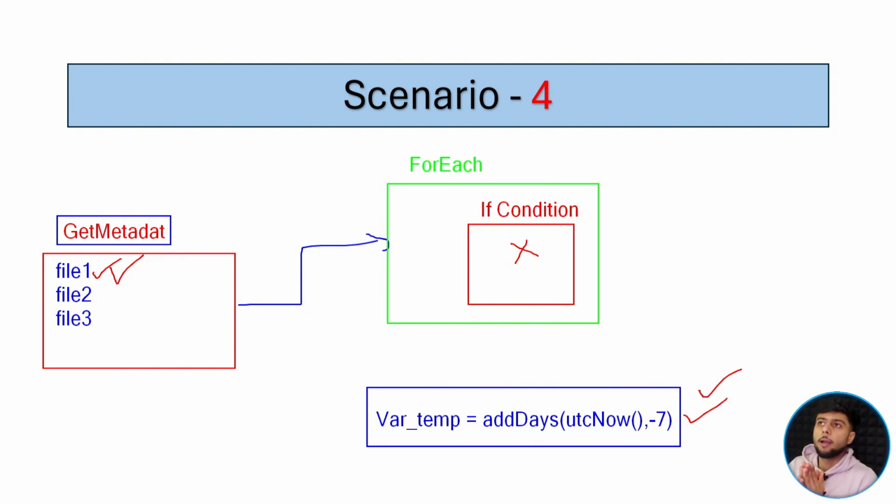Why? Because whenever you are performing these kinds of solutions in production, in the real world, let's say you change your condition. Let's say you want to delete all the files which are older than 10 days. Instead of changing anything in your pipeline, you will simply change the variable, and you can run the pipeline in production without any kind of deployment.